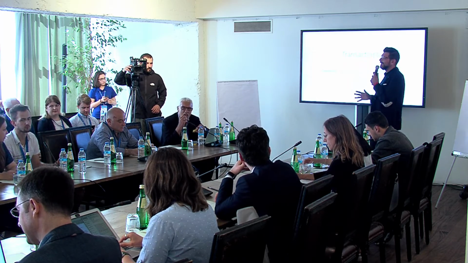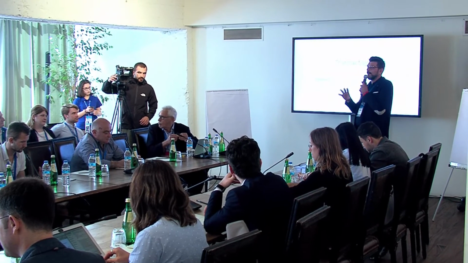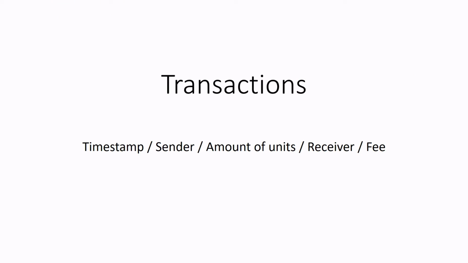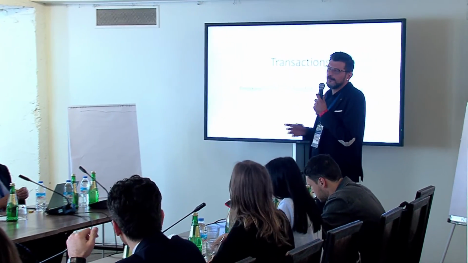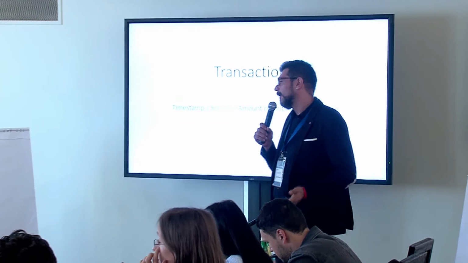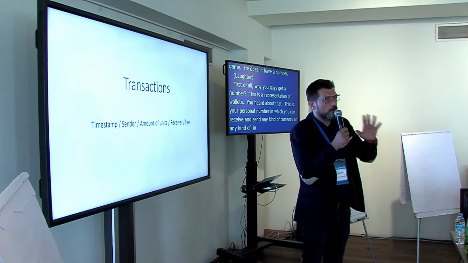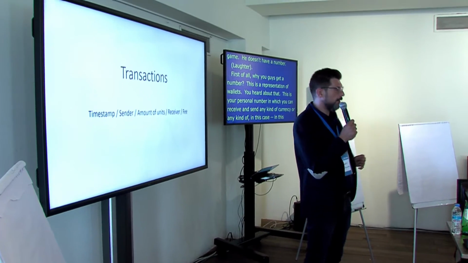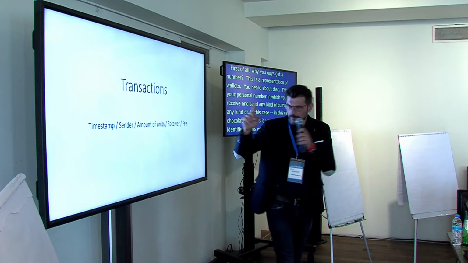First of all, why do you get a number? This is a representation of, let's say, a wallet. You heard about that. This is your personal number on which you can receive and send any kind of currency, or in this case, chocolates. This is your personal identifier in these networks. So all of you have a personal number. So let's see how the actual transaction works.